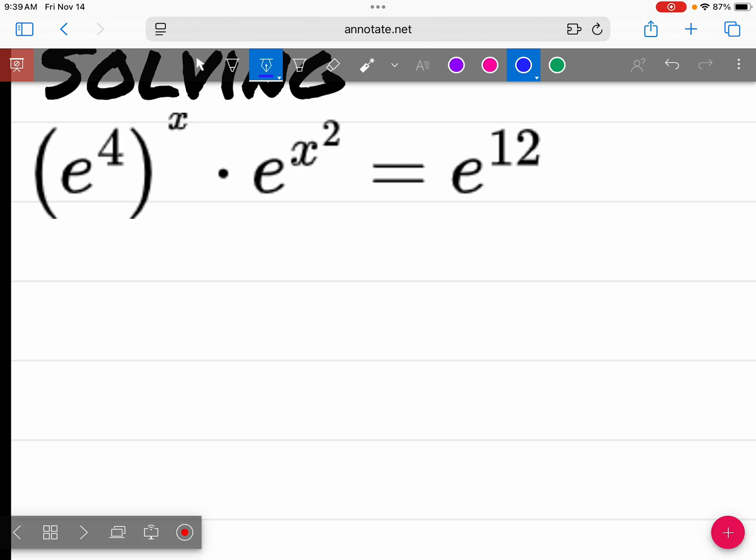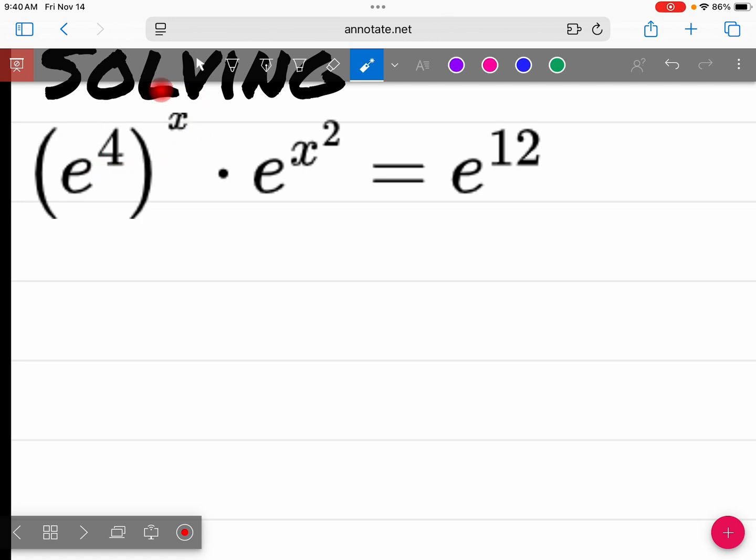So we're going to take a look at this one. This one is looking a little gross for this left-hand side. We've got e to the 4th to the x times e to the x squared equals e to the 12th. So we need to do a bit of simplifying here, because I can't just compare my exponents when I have different pieces. I need to get the exact same base, one base, to be able to compare my exponents. So I need to be able to smush together this left-hand side.